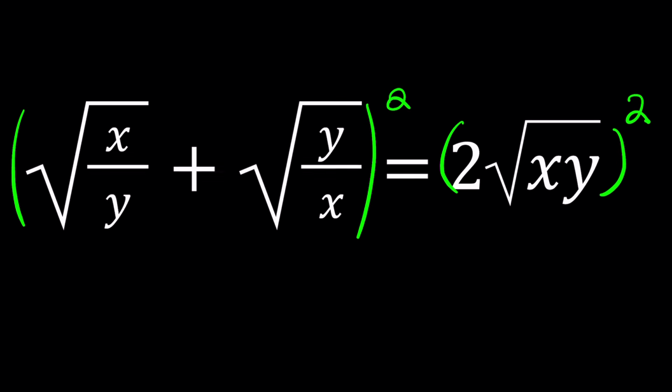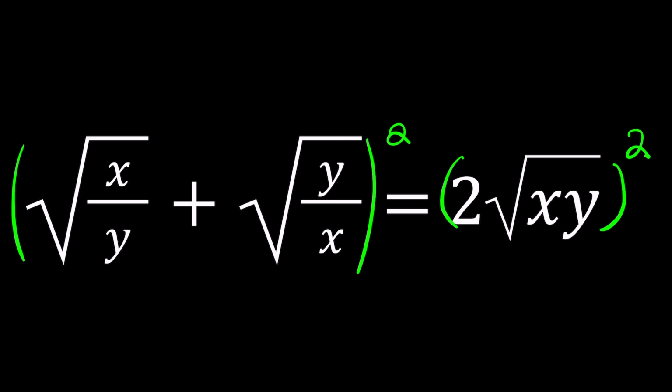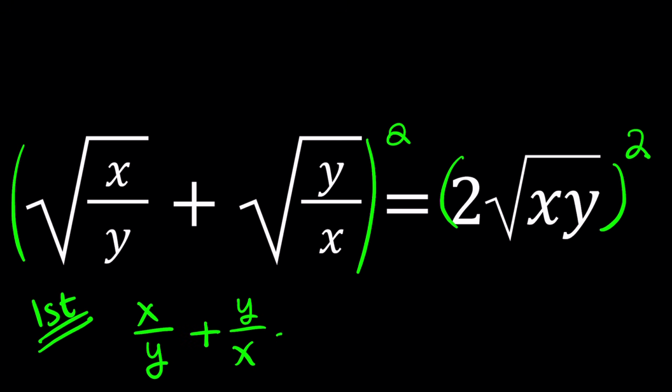Great. So when we square both sides, we're going to get something like this. And let's call this the first method, okay? Because I'll be presenting more than one. So when you square the first term, the square root of x over y, you're going to end up with x over y, all right? When you square the second term, you're going to get y over x, great, plus the 2ab. Remember the formula for a plus b quantity squared. If you forgot, it's a squared plus b squared plus 2ab.